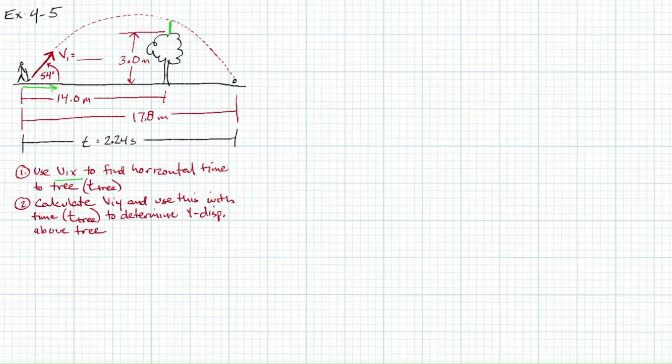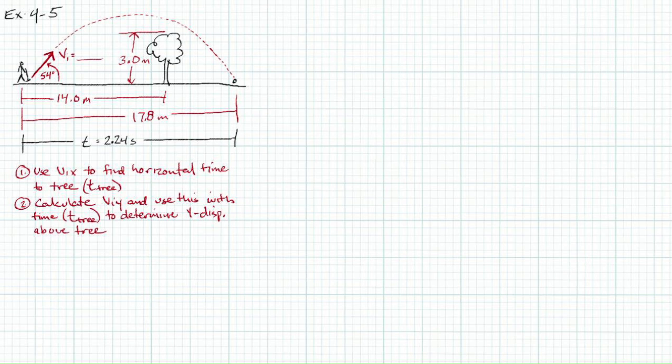Secondly, we want to calculate what the initial velocity is in the y direction, v(i), y, and use that in conjunction with the time to the tree, that is, how long it's been in the air vertically when it reaches the tree, to determine the y displacement at the tree. That'll tell us where the ball is in the air above the tree, and how high it is above it. So let's do that.